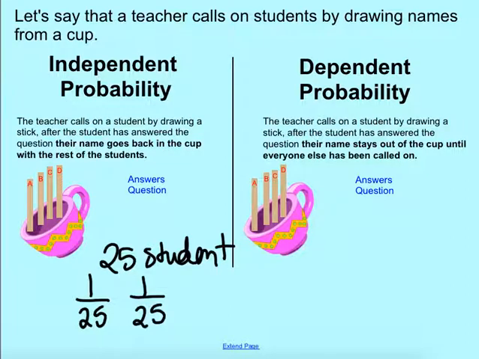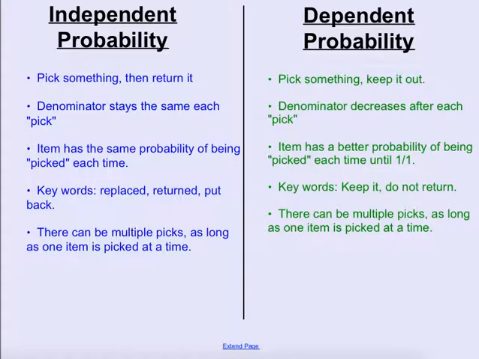Whereas if we were to pull out a name, that's a 1/25th chance of it being your name, but we keep the name out of the cup, now I have a 1/24th chance of being picked. So keeping one of those popsicle sticks means we have dependent probability, because the probabilities change. Now, here are some key terms that you can use to remember the difference.